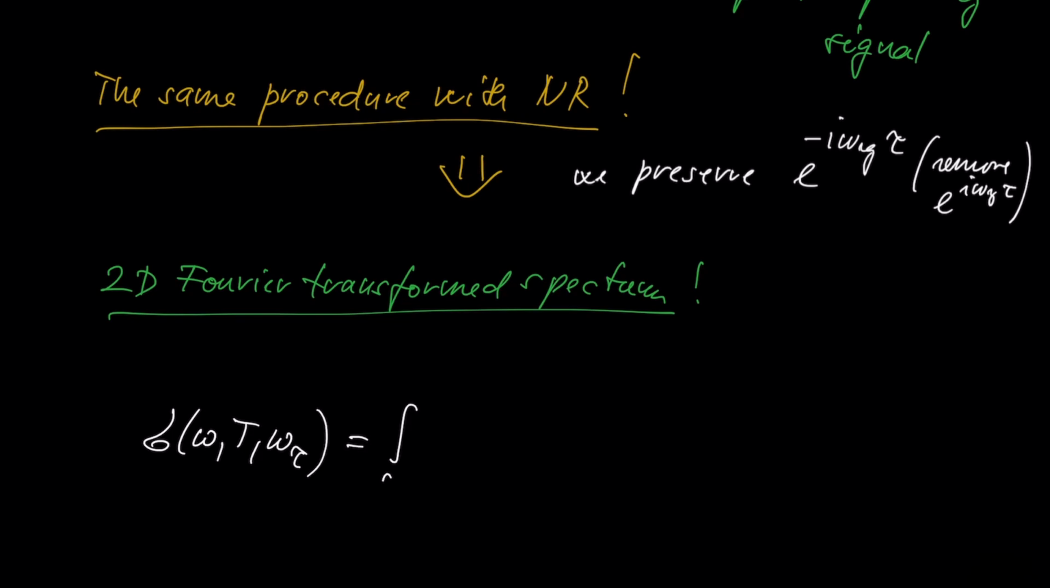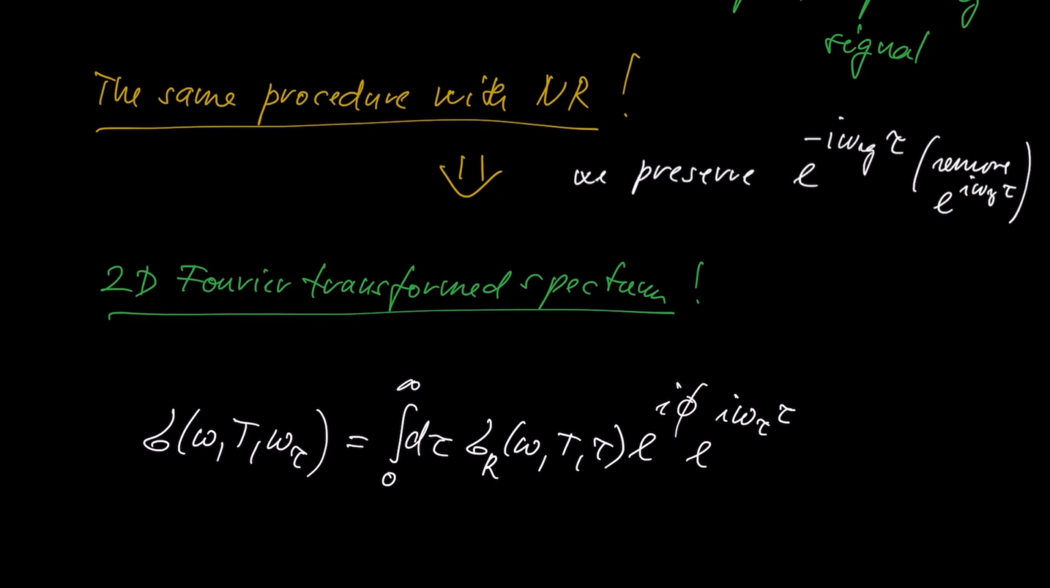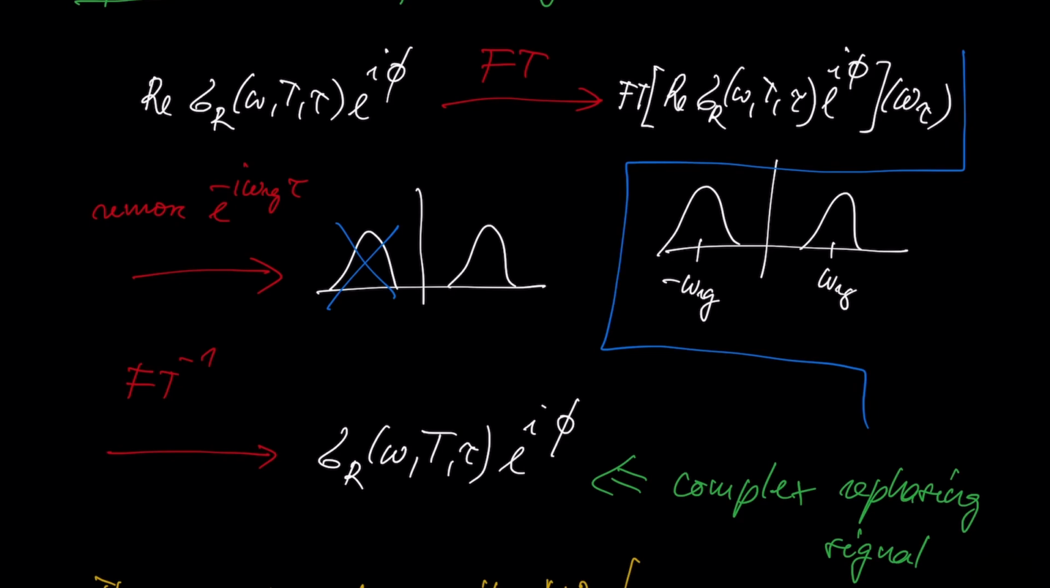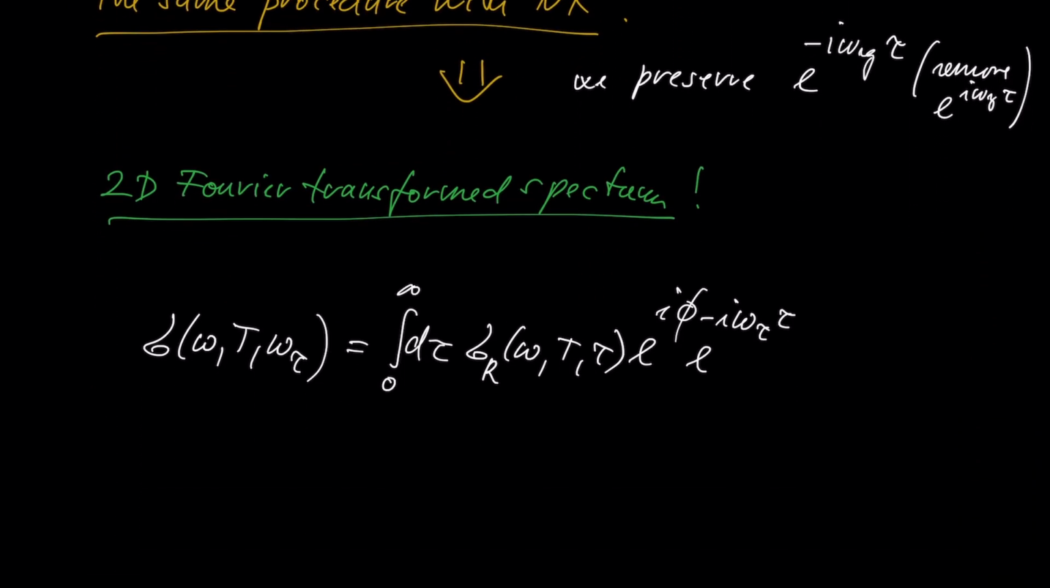That is an integral. So here we make a Fourier transform in tau of the real part. We still have the phase here, and we Fourier transform like this with minus. Okay, so we are removing the minus part, leaving just the plus part, and therefore the Fourier transform can look like this. The non-rephasing part contributes in the following way, R(omega_t, tau).